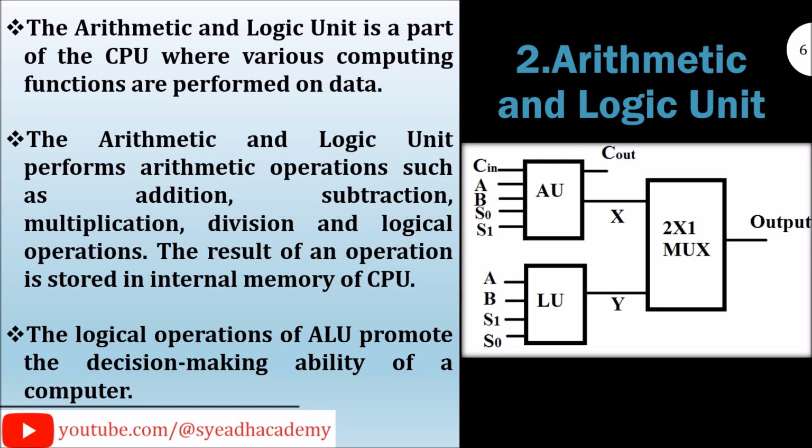The second component of computer is arithmetic and logic unit. The arithmetic and logic unit is a part of the CPU where various computing functions are performed on data. The arithmetic and logic unit performs arithmetic operations such as addition, subtraction, multiplication, division and logical operations. The result of an operation is stored in internal memory of CPU. The logical operations of ALU promote the decision-making ability of a computer.